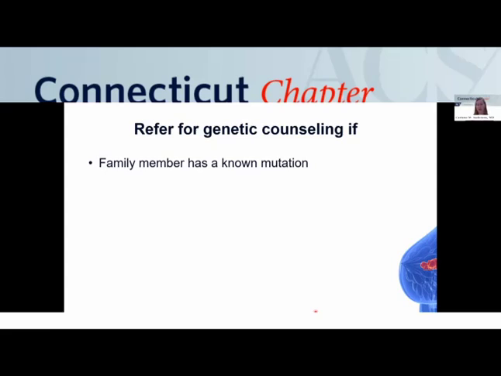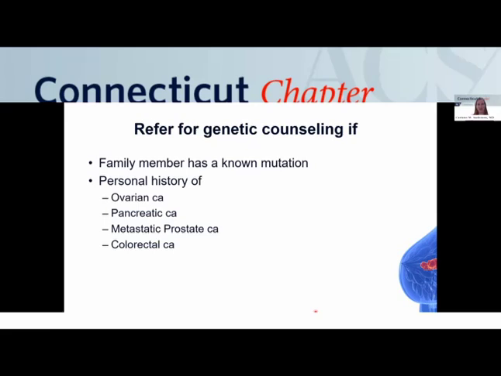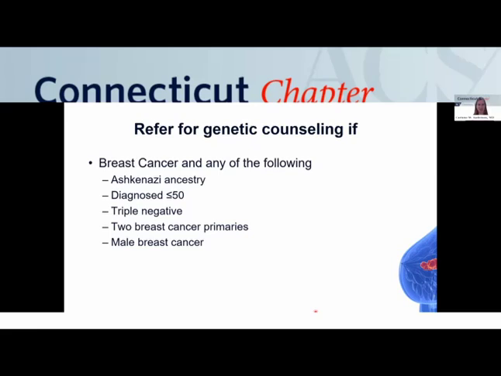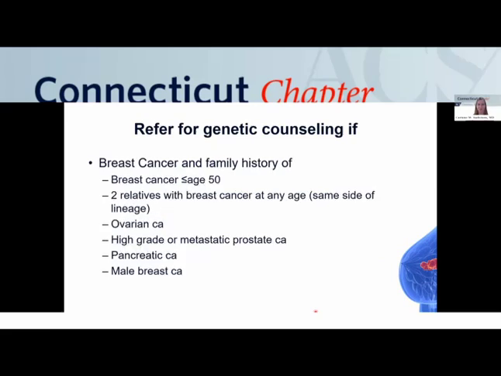Sometimes you don't know, is this something that is inherited or acquired? Anybody with personal history of ovarian, pancreatic, metastatic prostate, colorectal cancer, actually, that has lost its indication. That was only around for about a year. A family history of breast cancer and Ashkenazi ancestry. Also, if you have breast cancer and, again, Ashkenazi ancestry, if you're diagnosed under 50, any triple negative breast cancer, if you have more than one breast cancer primary, and any male breast cancer.